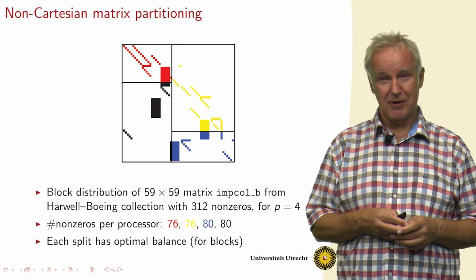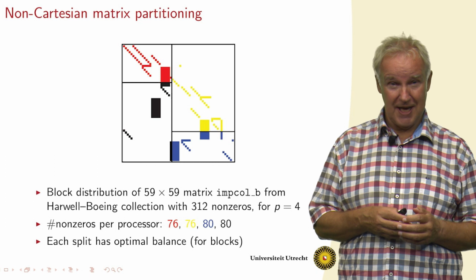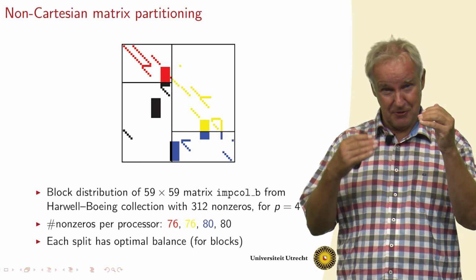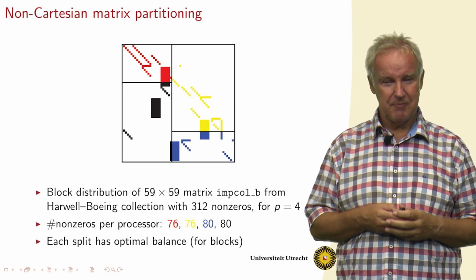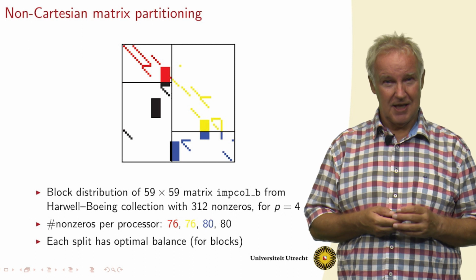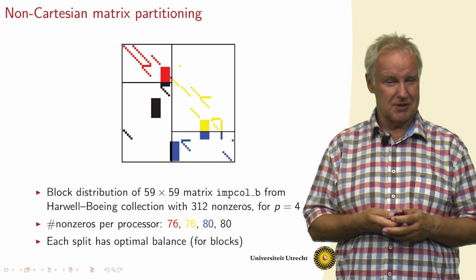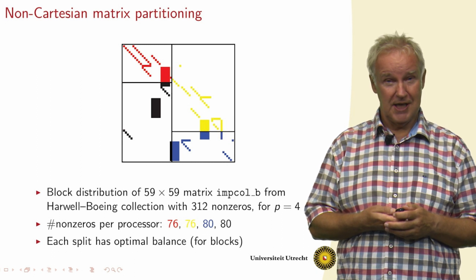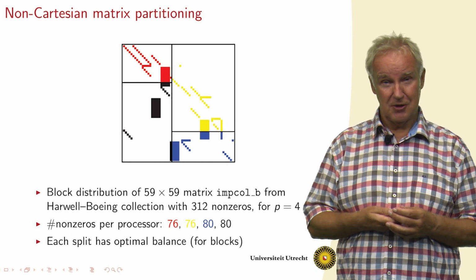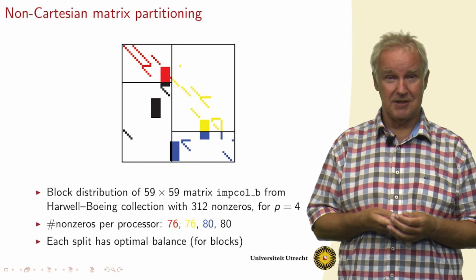If we would have our vertical splits done independently, so to the left we would have them higher up and on the right lower down, then we get a much better load balance. And we see that the largest number of non-zeros of a processor is 80 and the smallest number is 76. So that is a good load balance. This is a non-Cartesian distribution, and it turns out that we can get a good low communication volume here as well. So it's not necessarily bad for communication.